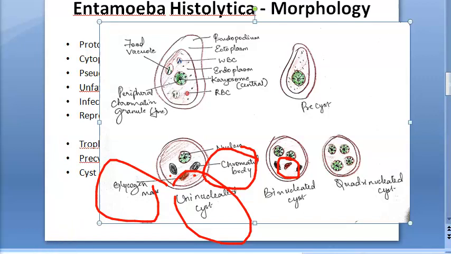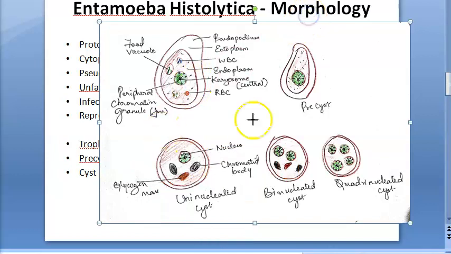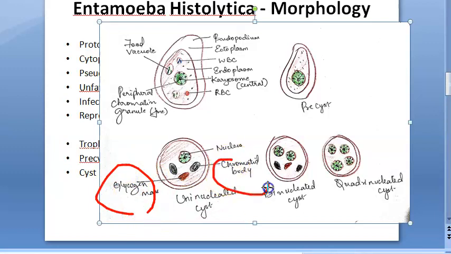The cyst is spherical in shape. You can see that they are spherical in shape. The early cyst contains a single nucleus and two other structures, that is, a mass of glycogen and 1 to 4 chromatid bodies. That you can also see here. So only one nucleus. This is an initial cyst.